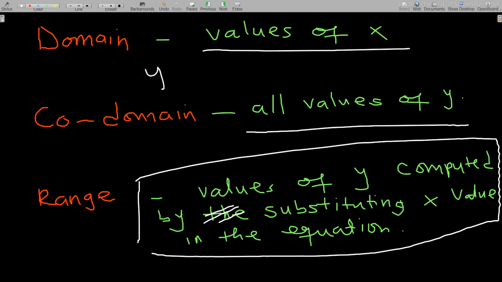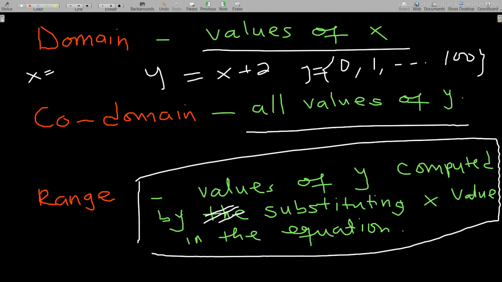So if I have my equation y equals, let's say, x plus 2, now I can say that the codomain, that is the y values, is from, let's say, 1 to 100. And I say y belongs to this codomain. If the domain, let's say x, is given as 0, 1, then when I put 0 and 1 in this y, the values I get for y will be my range. But the codomain is actually the entire set containing all y.